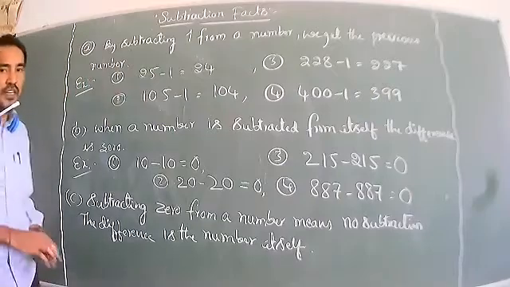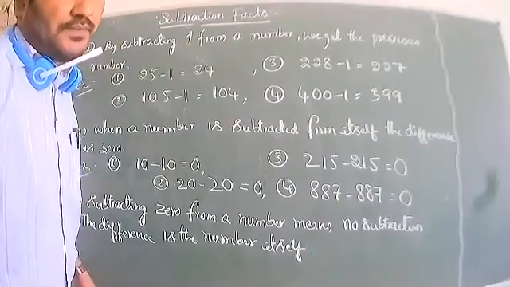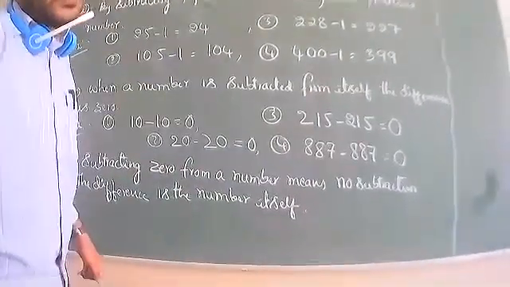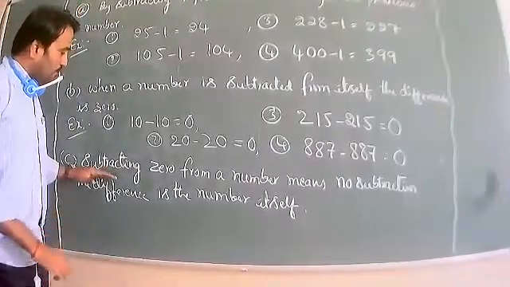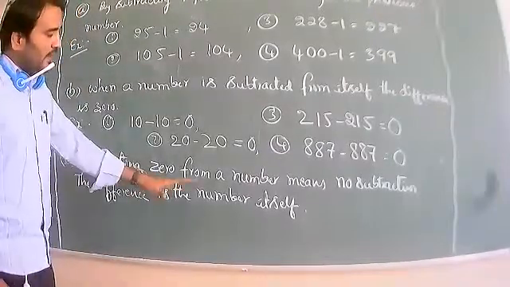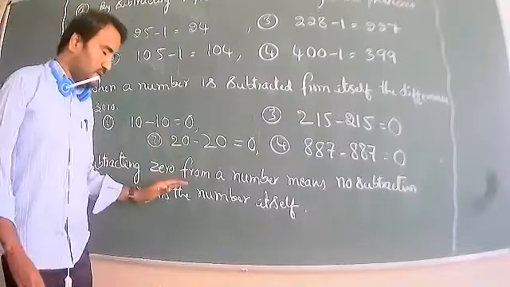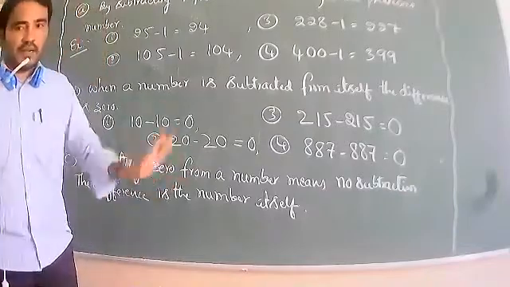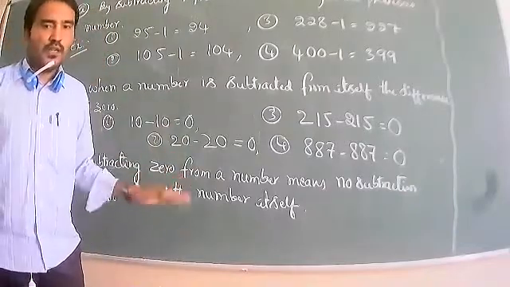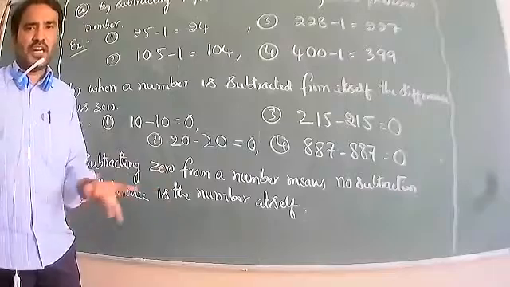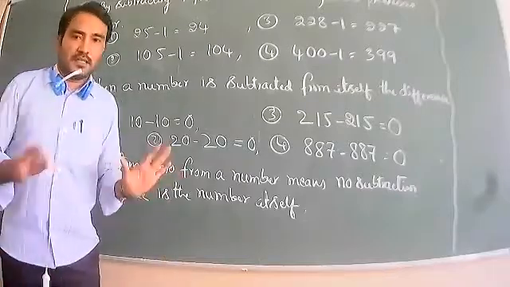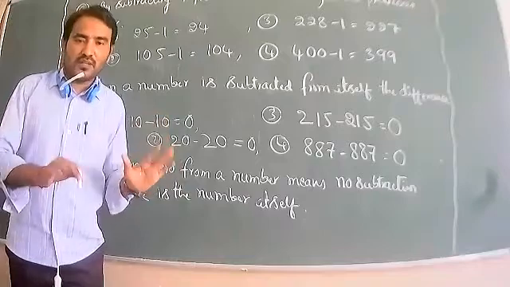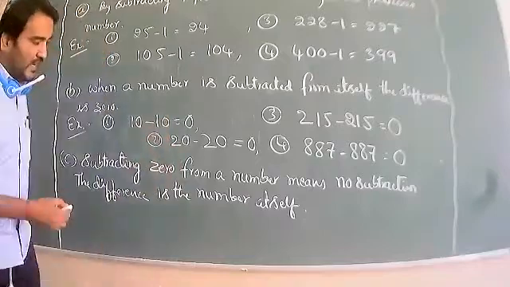Finally, the last one, the third fact. It is a very, very important concept. Subtracting 0 from a number means no subtraction. We cannot subtract anything, so 0 cannot subtract anything. The difference is the number itself. Whatever the number is, the same answer comes. Okay, so just one example.